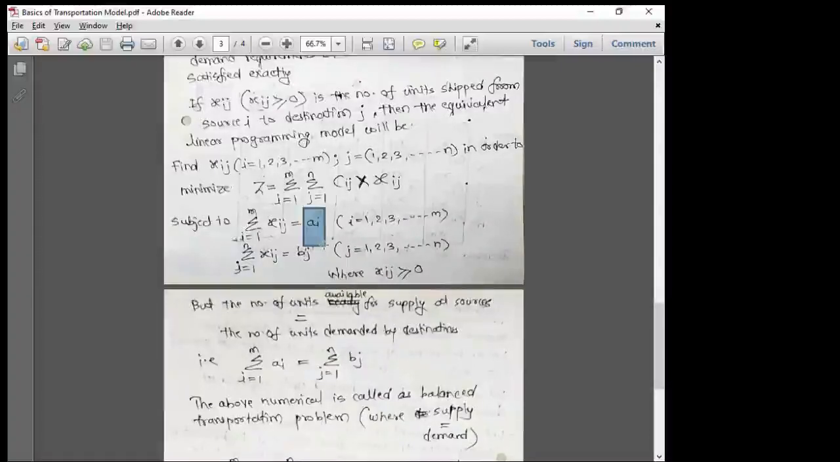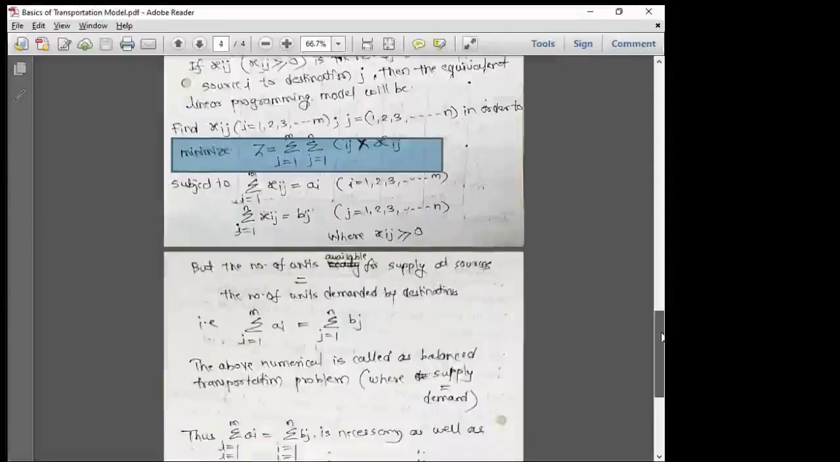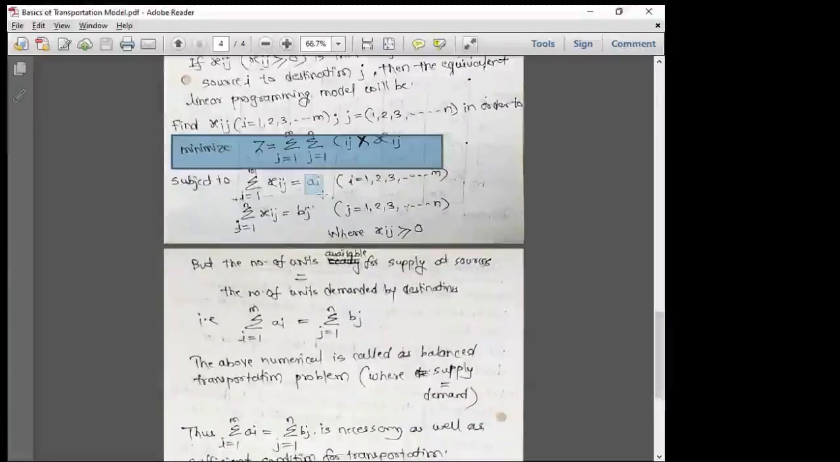So what are my constraints? I have to take into consideration the number of units available at the sources, plus the number of units that are required by each destination. This happens to be my constraint, right? So this is the linear programming model in which you have an objective of minimization of the total transportation cost, subject to the total supply available and subject to the total demand of the destination.